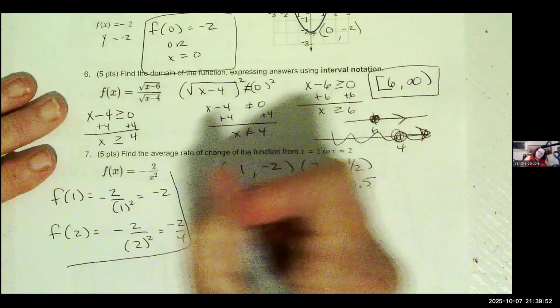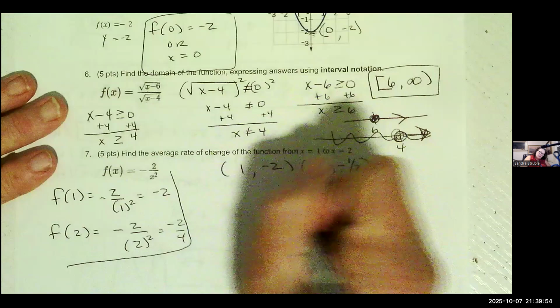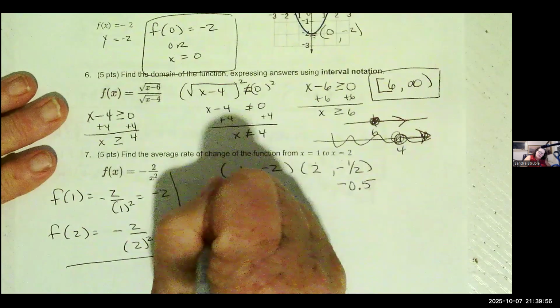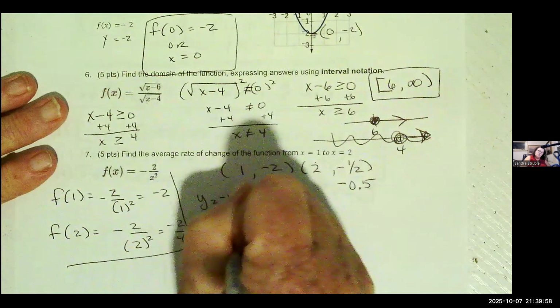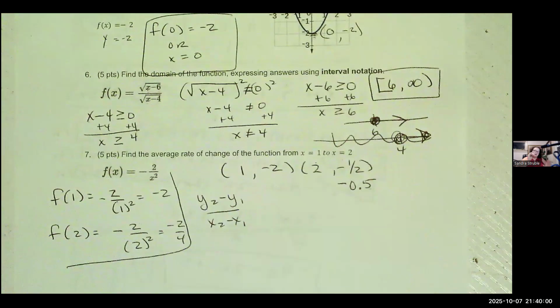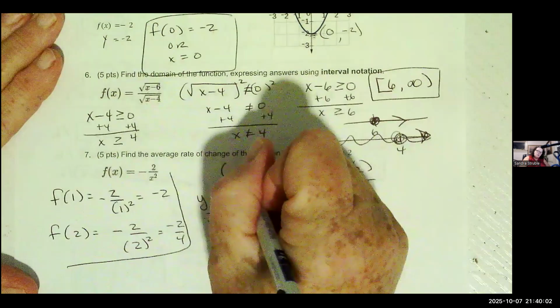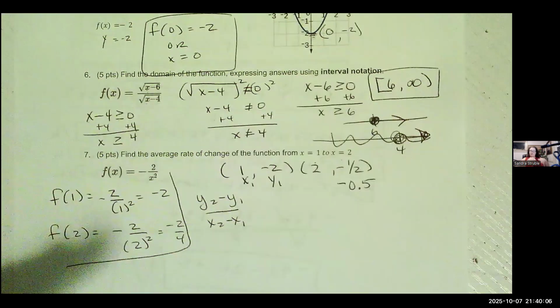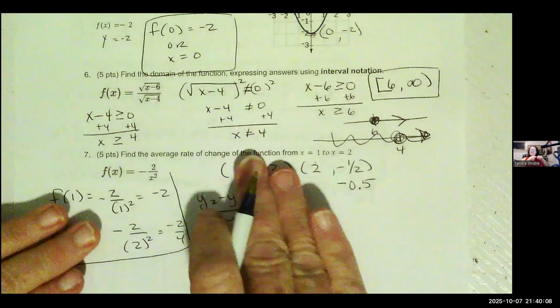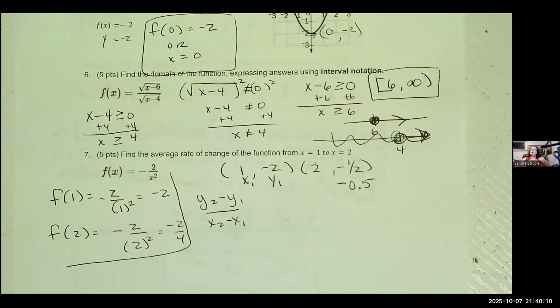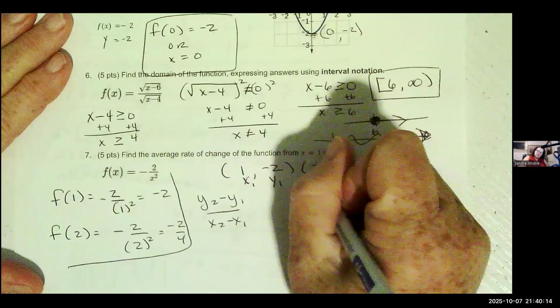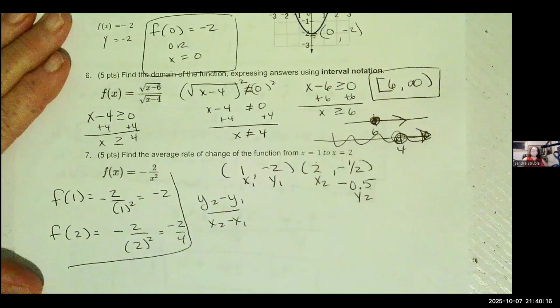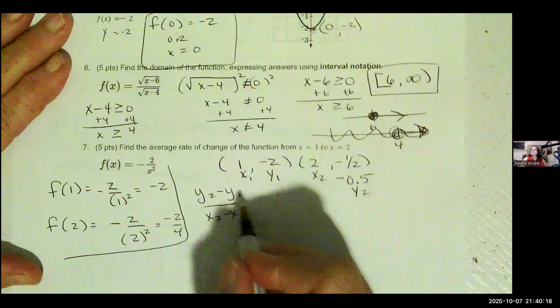All right, now we have to find the rate of change. Remember, rate of change is y sub 2 minus y sub 1 over x sub 2 minus x sub 1. Please, I beg of you, label your points. x1, y1. Your points are x, y. So if this is point 1, that means my sub numbers are x1 and y1. For my next one, it's x sub 2 and y sub 2. Okay, now I'm just going to substitute.